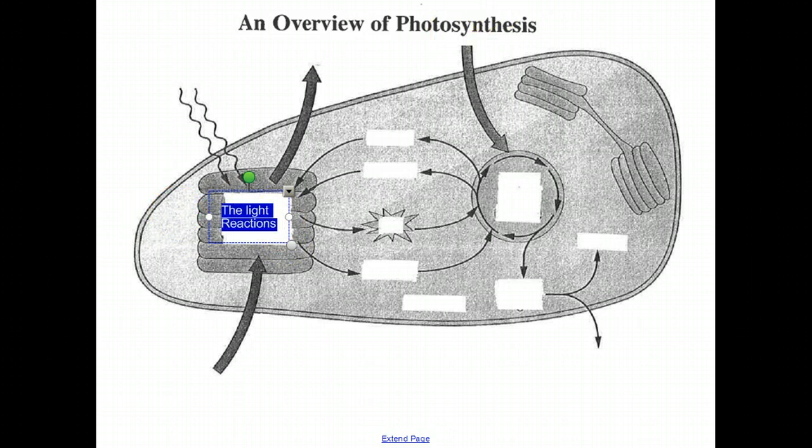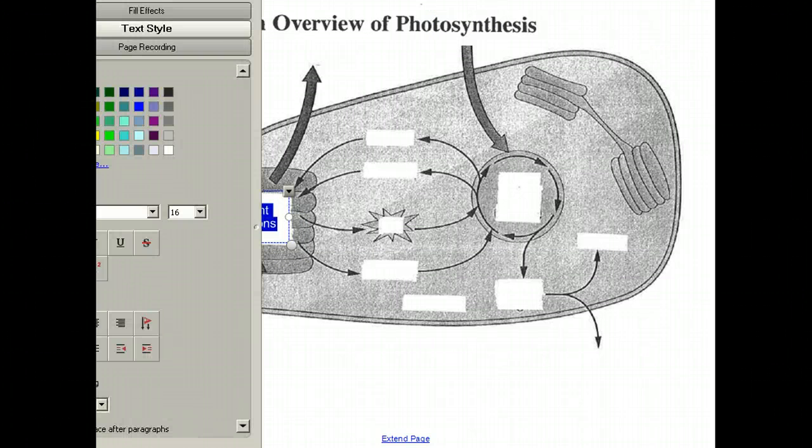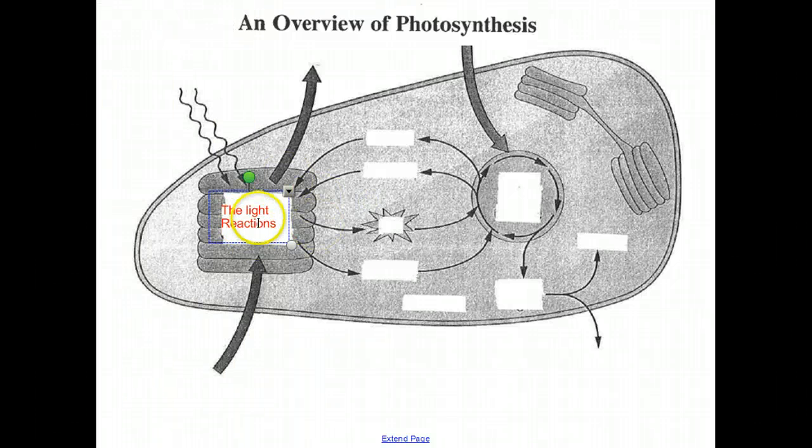Let's make that a different color so that it stands out. If we can do this easily. No, we can't do this easily. Maybe let's see here. Okay, there we go. The light reactions. So the light reactions occur in the thylakoid, and out here.